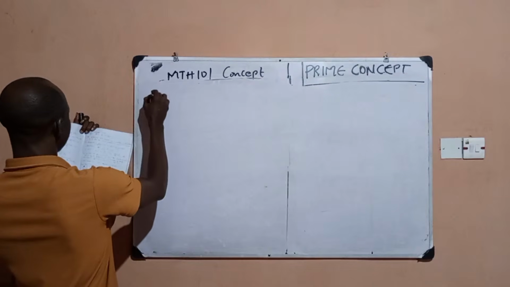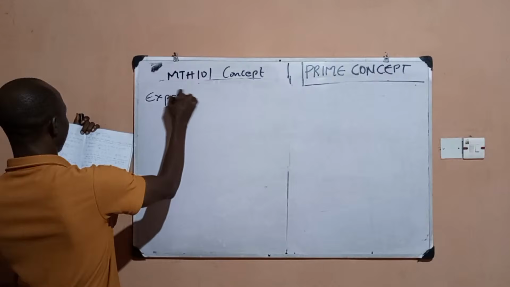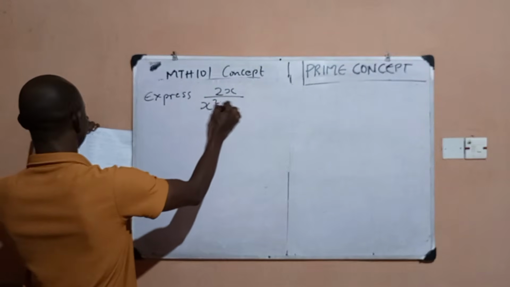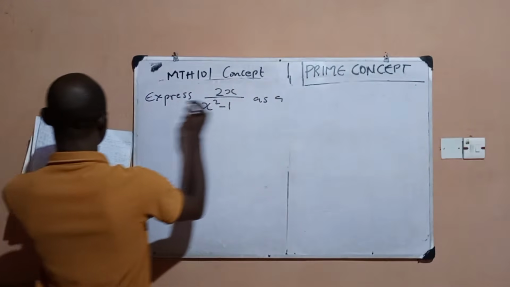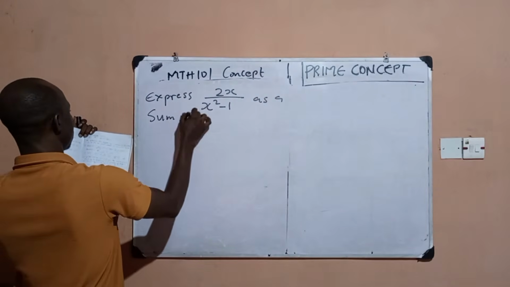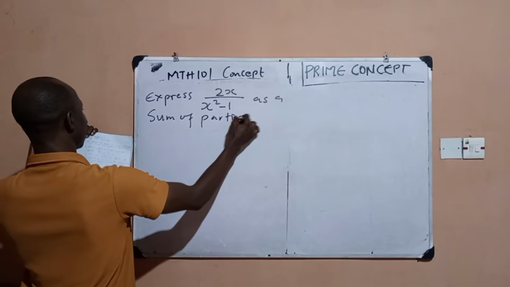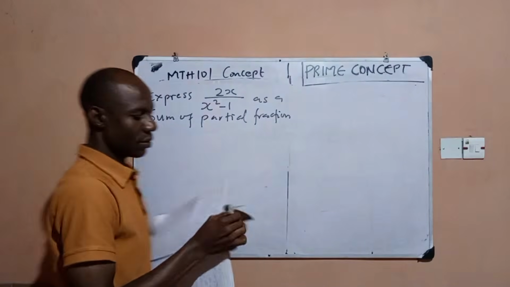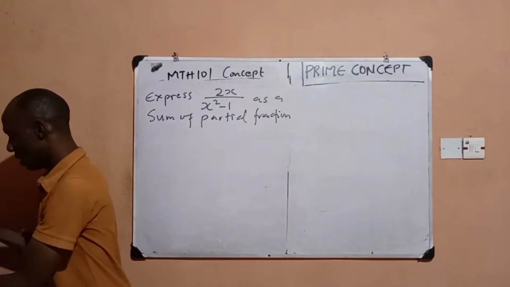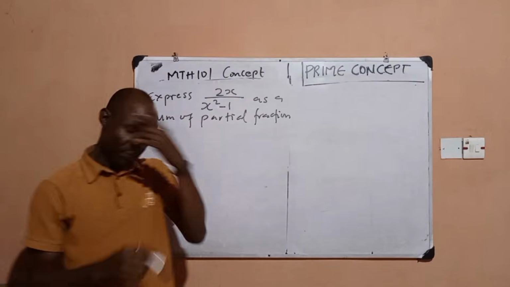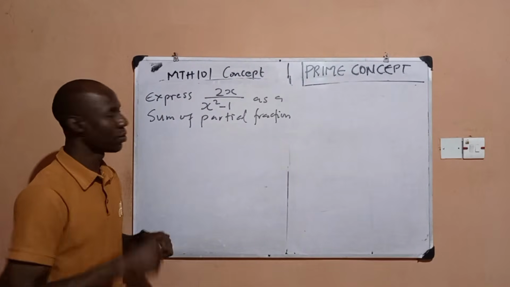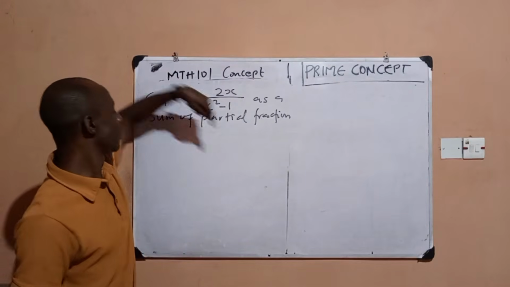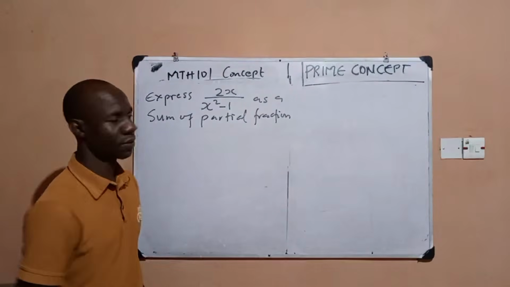They say express 2x over x squared minus 1 as a sum of partial fractions. This is easy, and these are the type you will see in an exam. We have different forms of partial fraction, but let's look at this one. So they say express this as a sum of partial fractions.